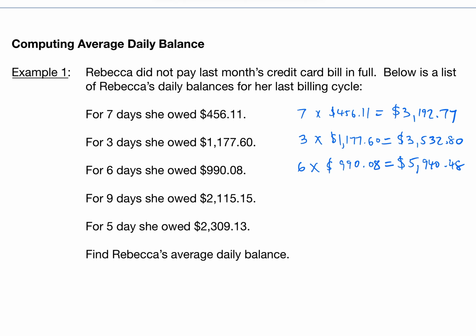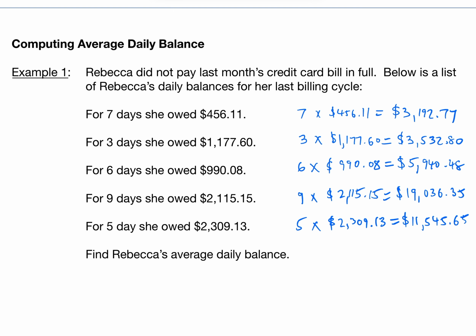$5,940.48. And then for 9 days, she owed $2,115.15. We're going to go ahead and multiply that out. And when we do, we get $19,036.35. And then lastly, for 5 days, she owed $2,309.13, and that works out to $11,545.65.